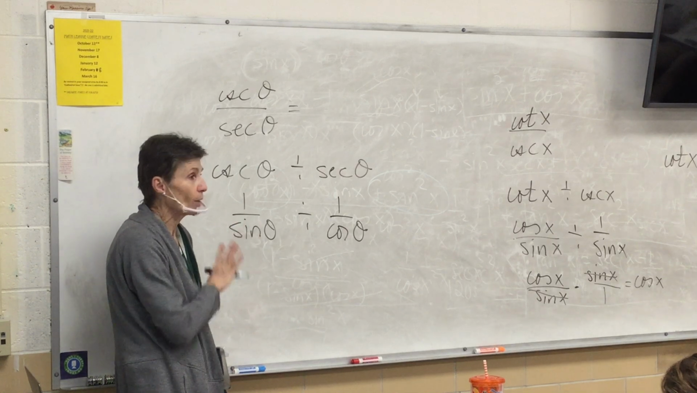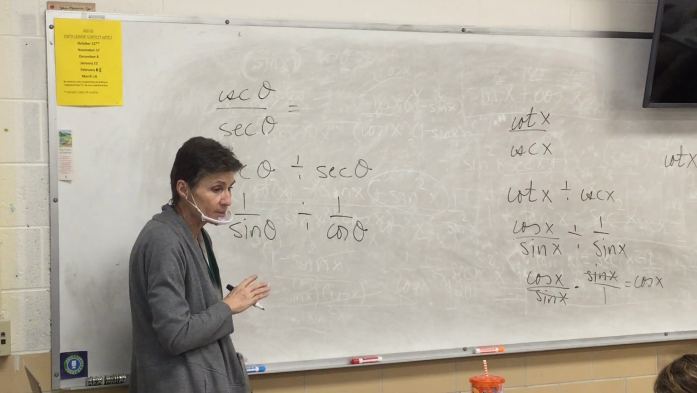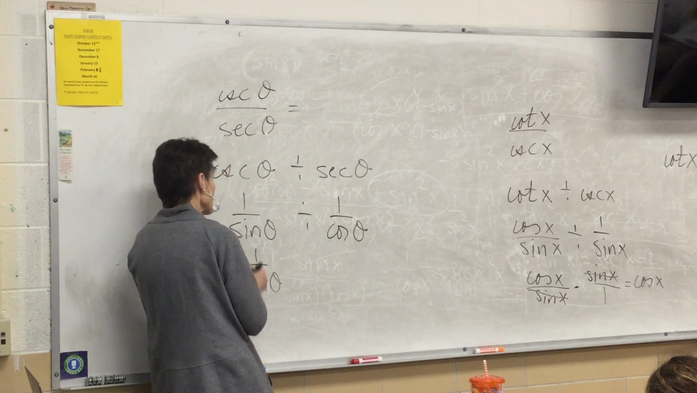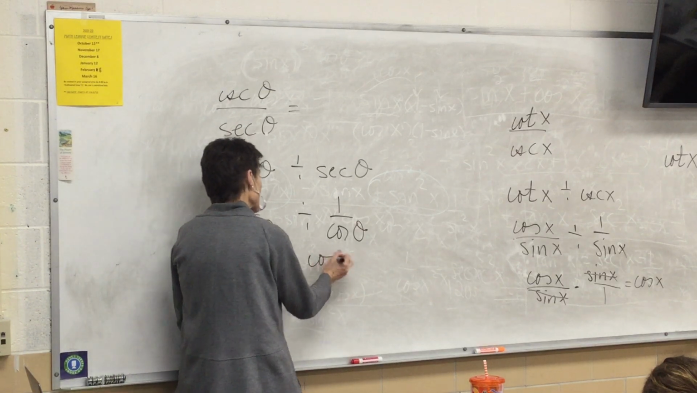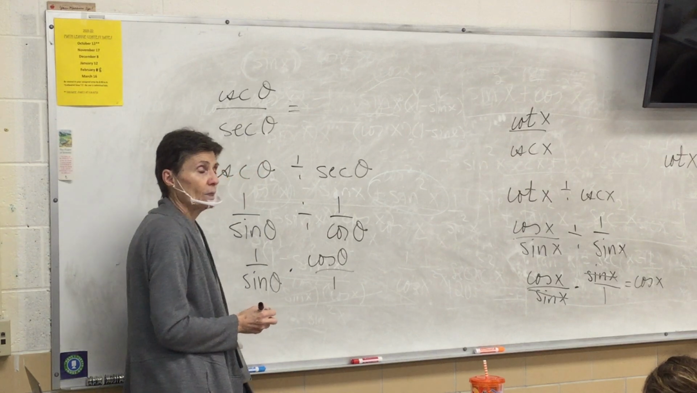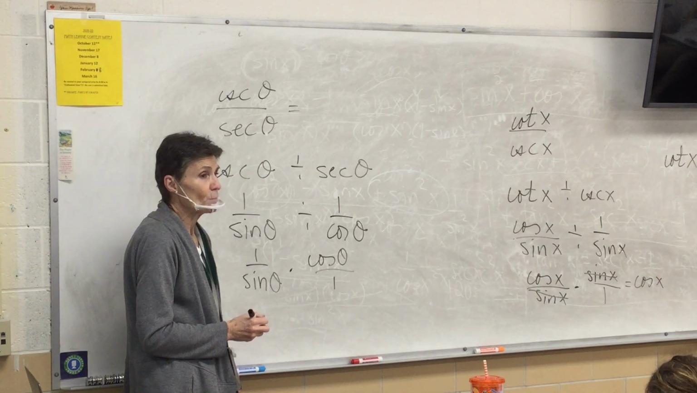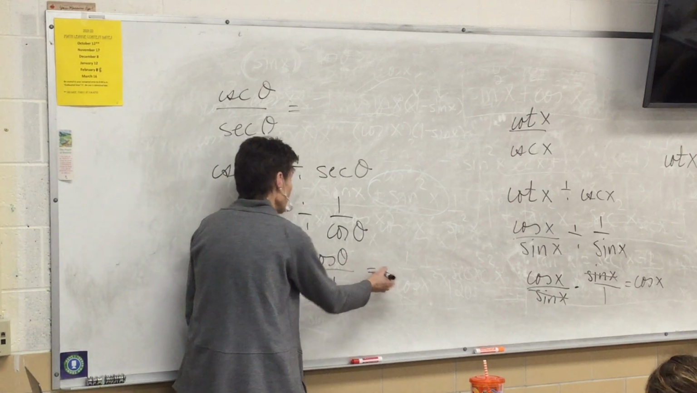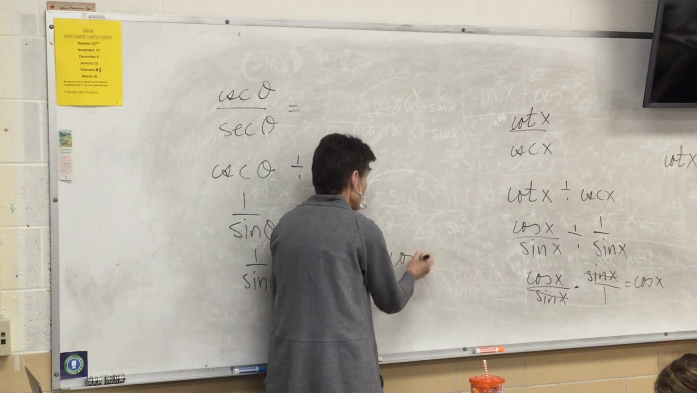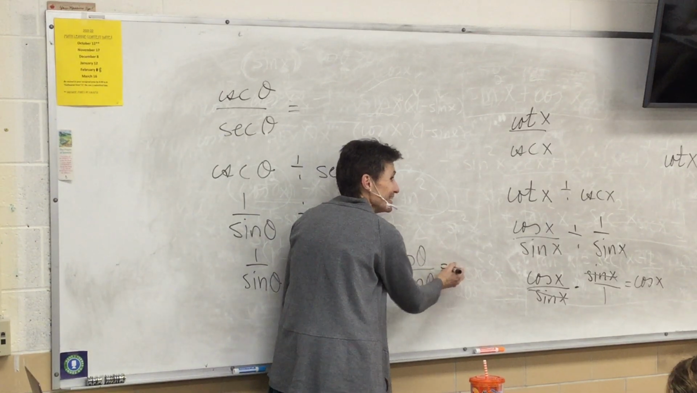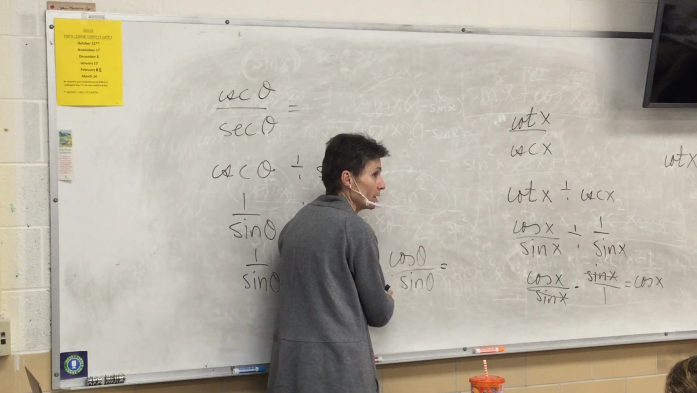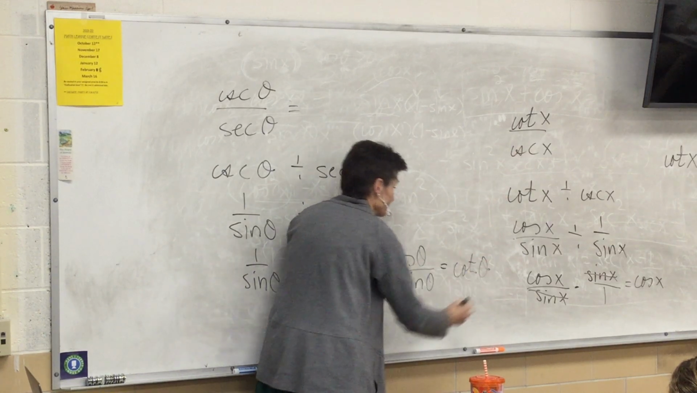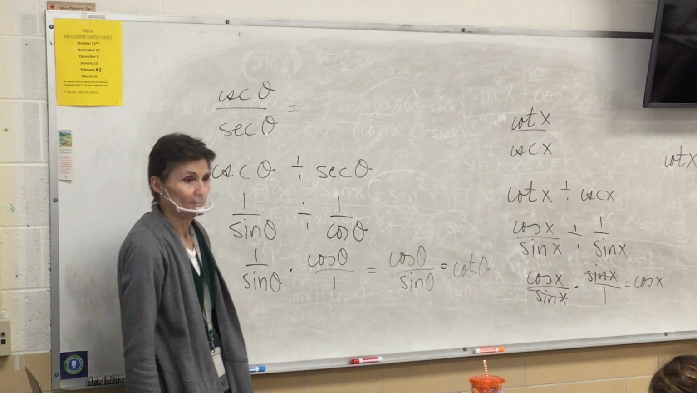Okay, so what do we do at this point now? We've written them as fractions. So we're going to multiply by the reciprocal of the second one. So it's going to be 1 over sine times cosine over 1. Oh, shoot. Last time we could cancel, now we can't. So we just multiply straight across, and what do we end up with? Cosine over sine, which is, no, cosine over sine isn't 1. Cosine over sine is cotangent. Right?